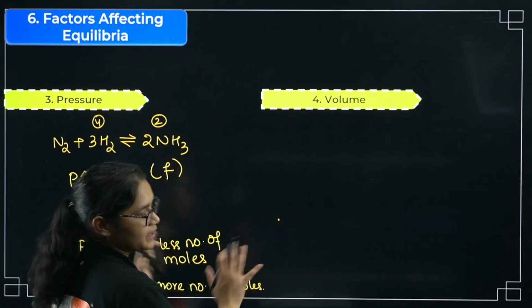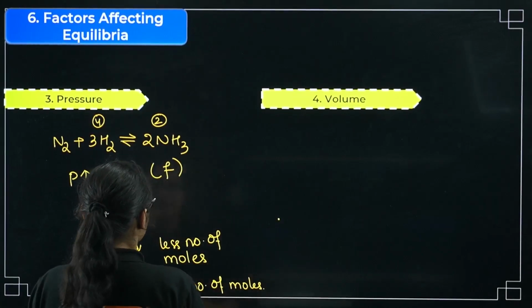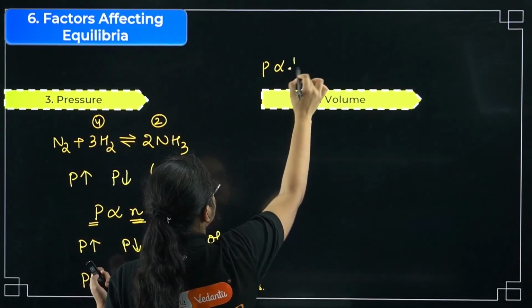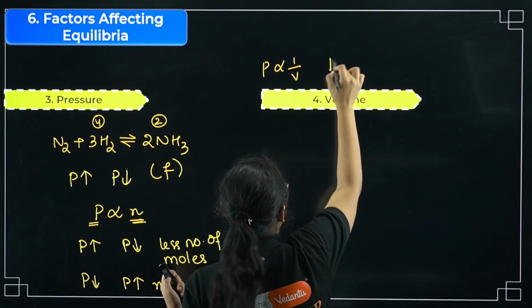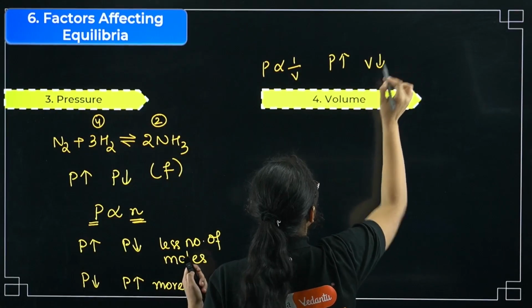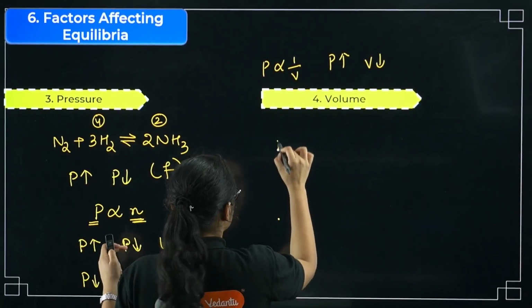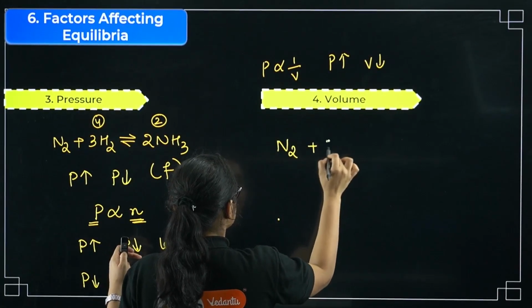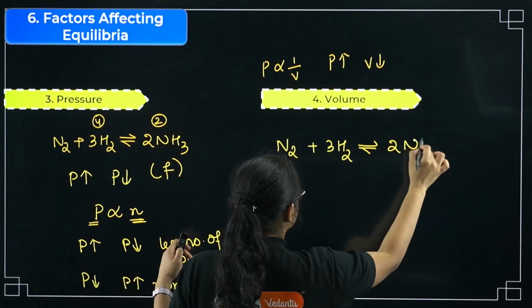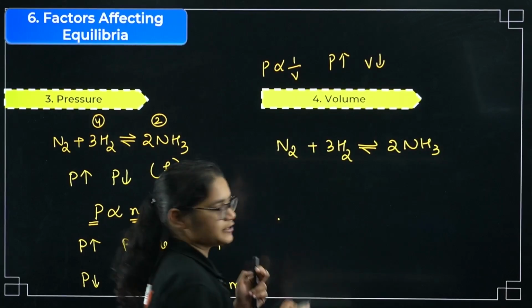Next we have volume. So volume and pressure are very much related. You should remember that pressure is inversely proportional to volume. Means if I want to increase the pressure, that means I should decrease the volume. Let me take an example of this same thing, N2 plus 3H2 gives me 2NH3. Suppose this reaction is there.